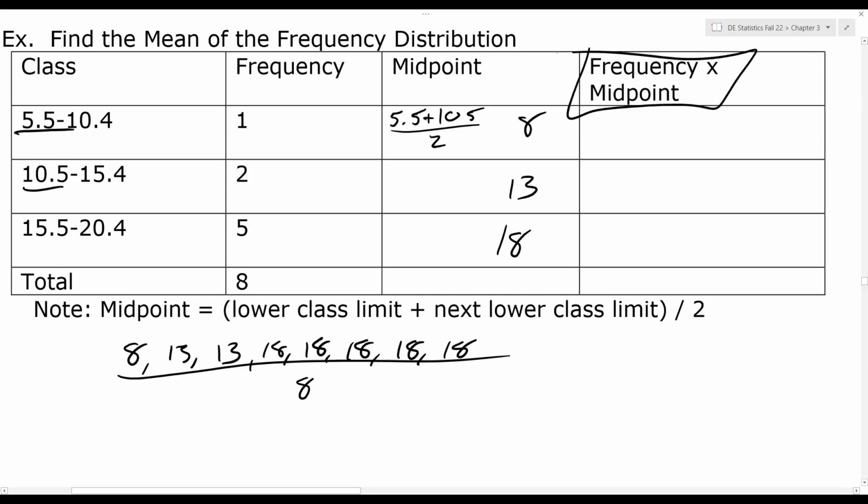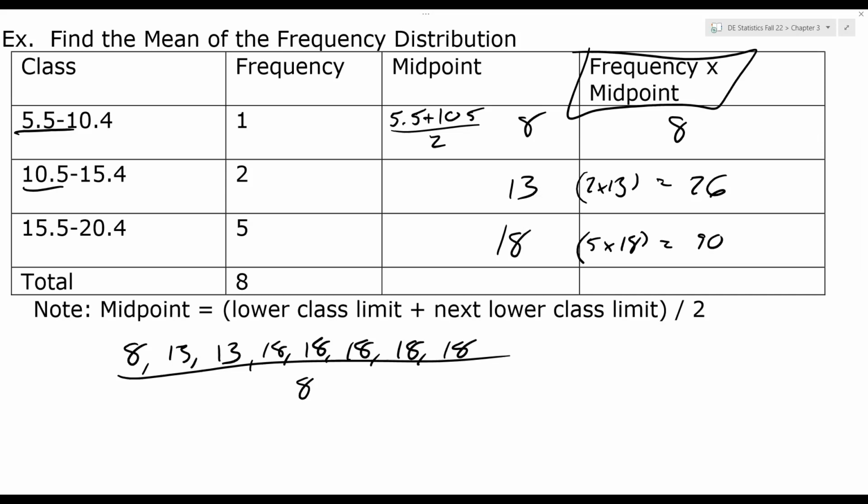So when I'm going through and finding my mean, I'm going to do this step right here, which is frequency times midpoint. So I have one 8, so it's a value of 8. I have two 13s, so 2 times 13, 26. I have 5 18s. That gives me a value of 90. Then I'm going to add all of those values up.